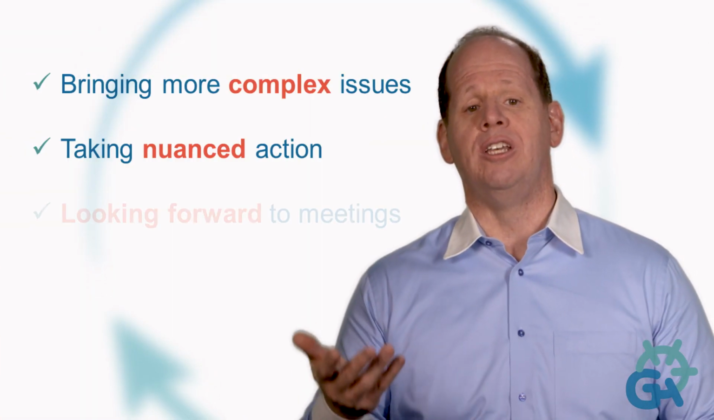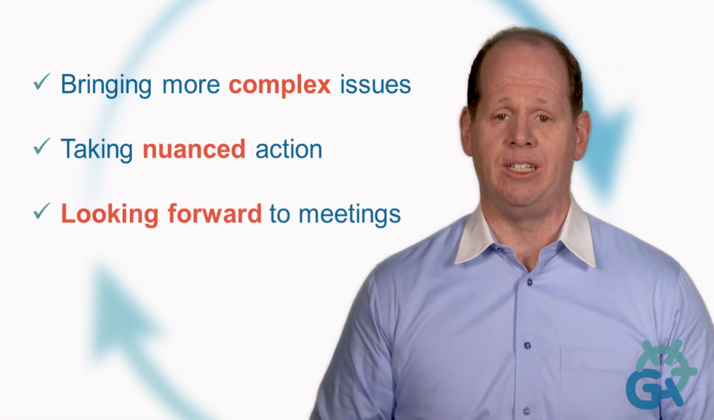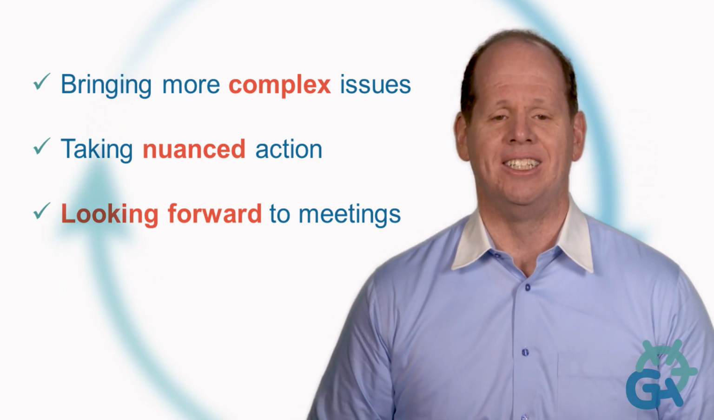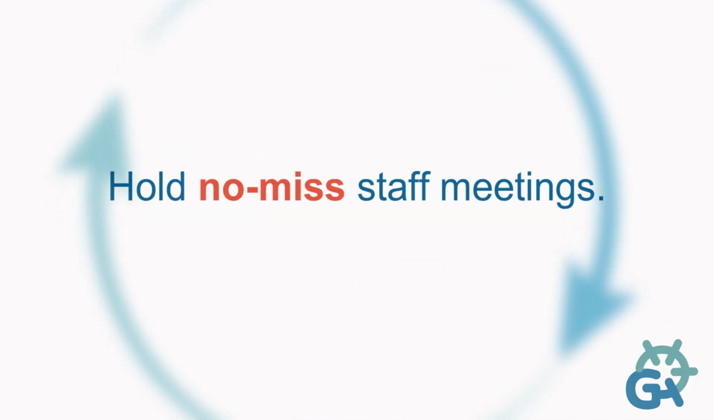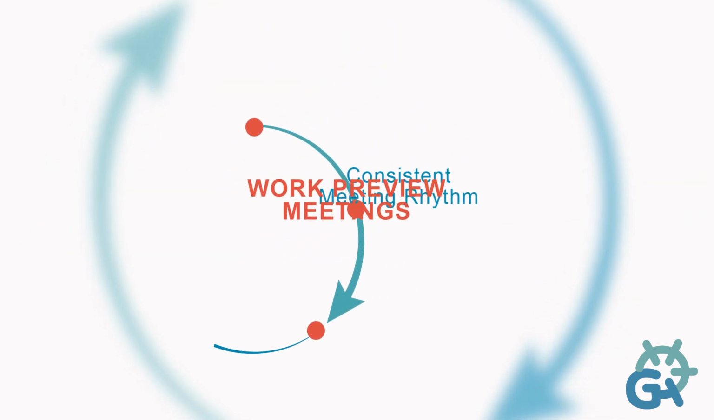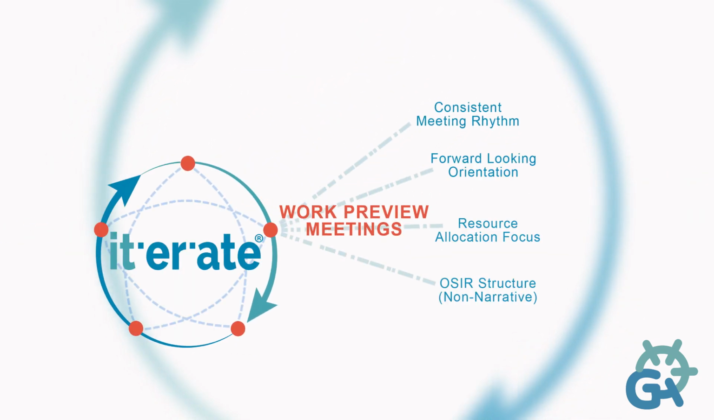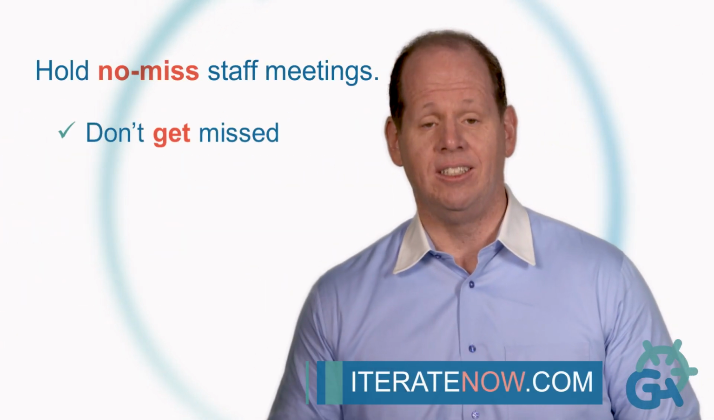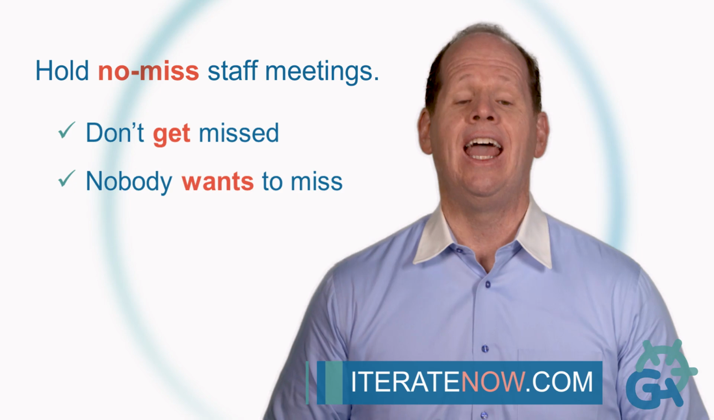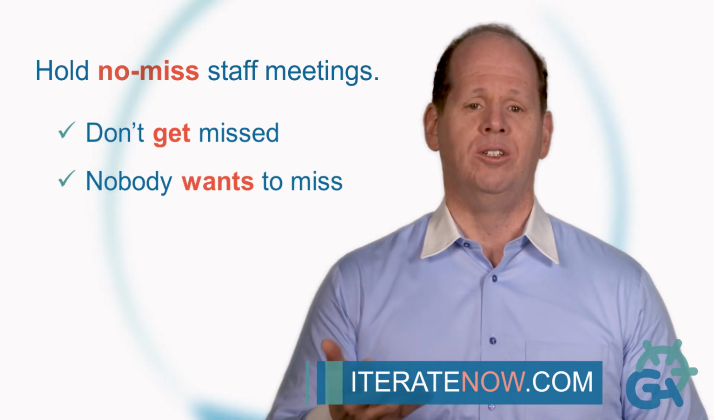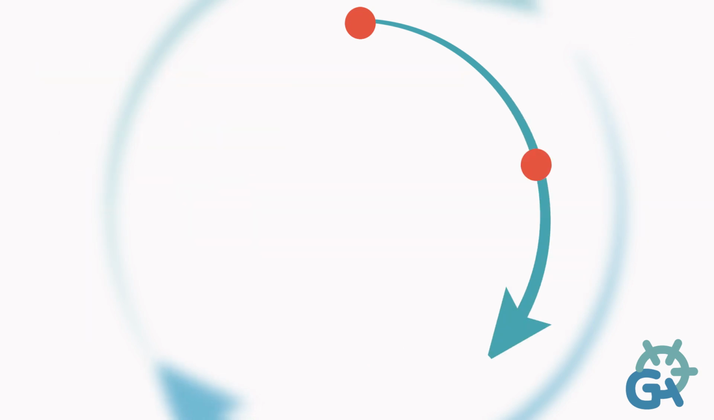And you'll know it worked when you and your team start looking forward to staff meetings because of how much you get done instead of dreading the endless parade of presentations. No-miss staff meetings are a part of consistent meeting rhythm, a component of work preview meetings, which is one of the 5 key practices of iterative management. Make your staff meetings no-miss, that is, never canceled and too useful to miss, and you'll replace boredom and dread with decision-making and results. And that's one sure way to help your organization iterate.